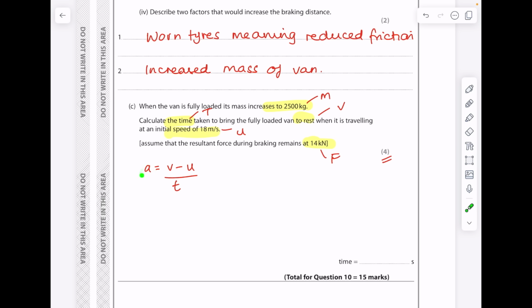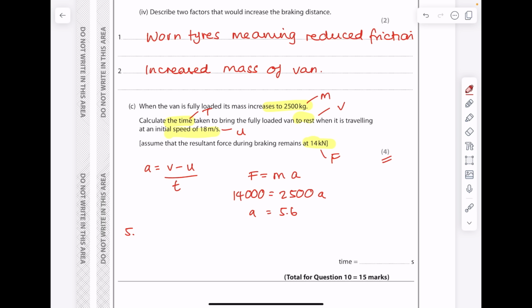However, I don't have a yet, and therefore I don't have enough information to use this equation. But I have a mass and a force, which means I can use this equation, force equals mass times acceleration, to find my a value, which I'll then sub into this equation. So let's pop in our numbers. Solve for a. The acceleration is 5.6.